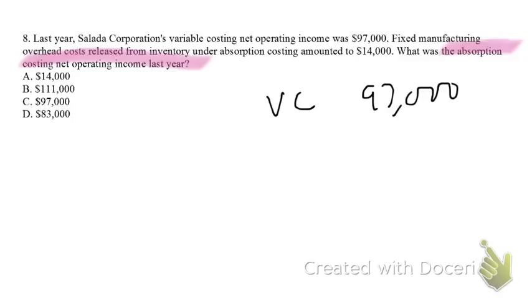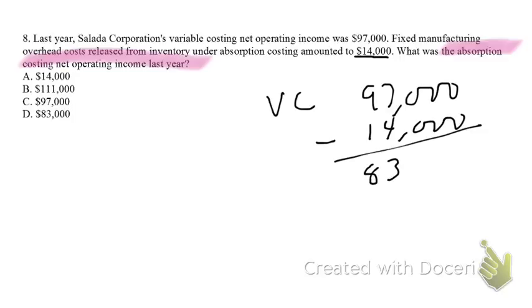I know that there were 14,000 in fixed manufacturing costs released from inventory. Because of that, net income went down, so I have to subtract that $14,000 of costs that came out. My net income under absorption costing last year was 83 grand. So the correct answer is D.